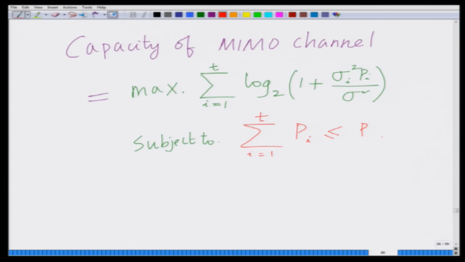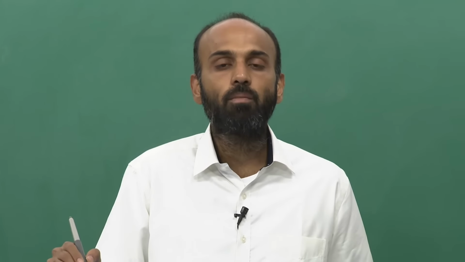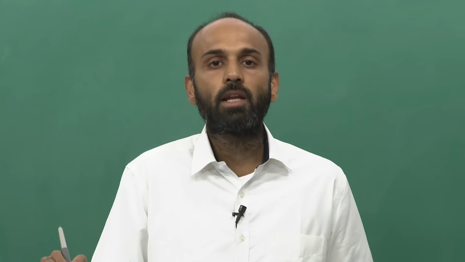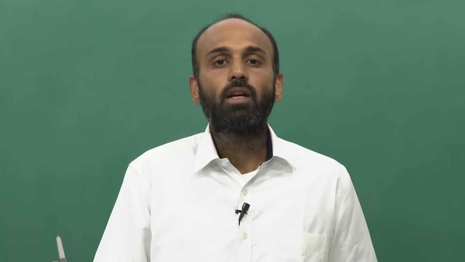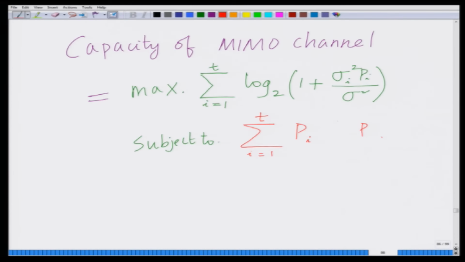So, what we are saying is very simple. We are saying that the capacity of the MIMO wireless system, that is the maximum capacity, is the maximum possible sum rate, which is summation i equal to 1 to t log to the base 2 of 1 plus sigma i square Pi divided by sigma square, subject to the constraint that the total transmit power, summation i equal to 1 to t Pi, is less than or equal to P, or we can even say the total power has to be equal to P. This is also known as a constrained optimization problem.